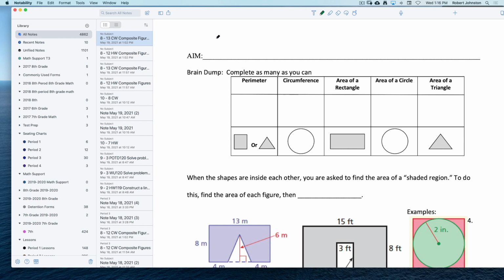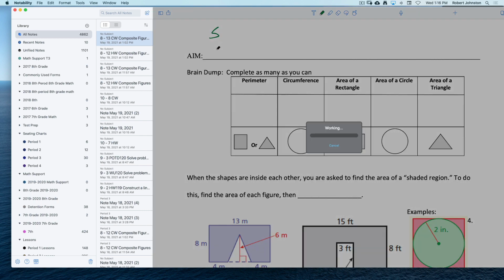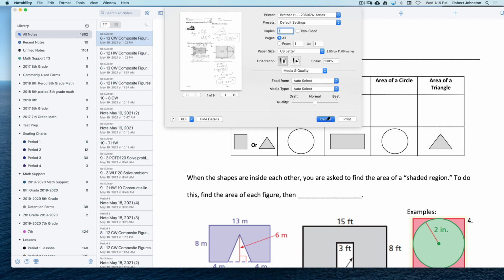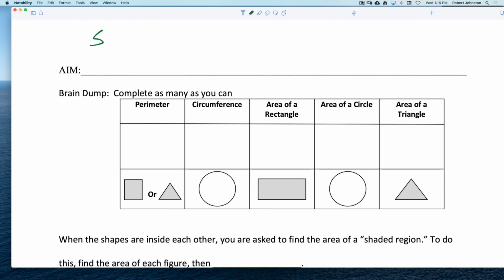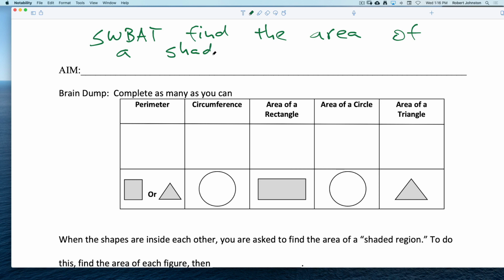We're going to write students will be able to find the area of a shaded region by subtracting.